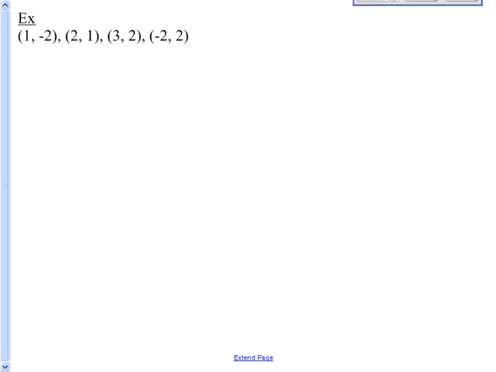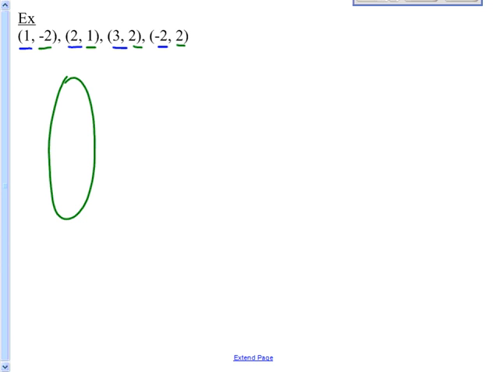Let's do another one. 1, negative 2. What's our domain, first of all? Our domain would be 1, 2, 3, negative 2. That's our domain, right? What's our range? Negative 2, 1, 2, 2. Okay?